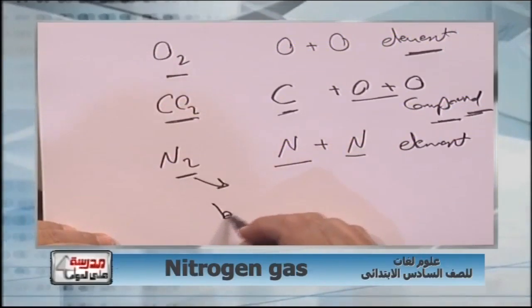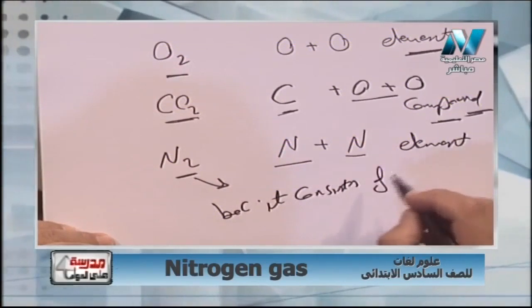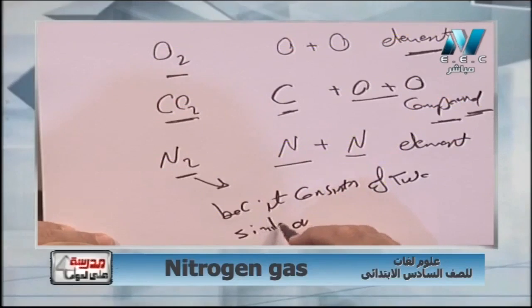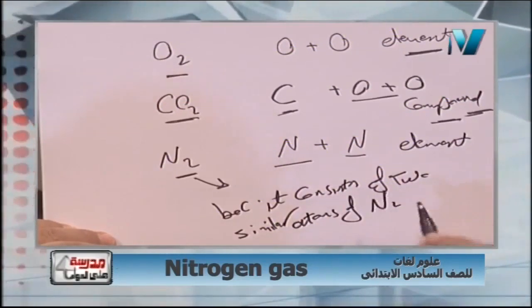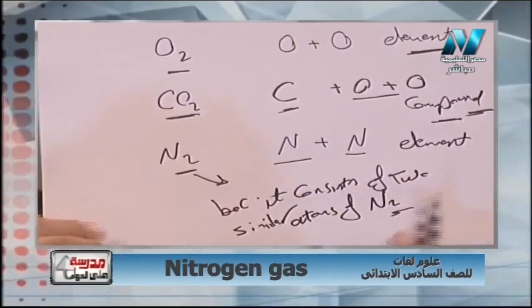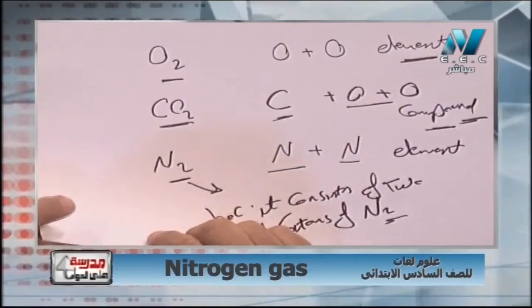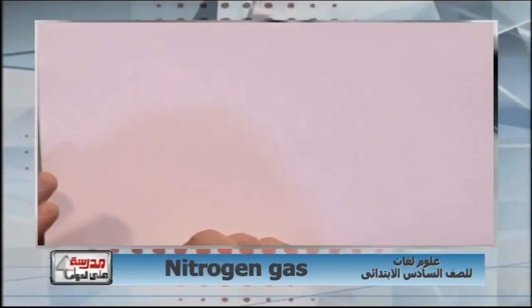Why? Because it consists of 2 similar atoms of nitrogen. It has 2 nitrogen atoms, that is why we call it an element, not a compound. So now we have studied that nitrogen is an element not a compound because it consists of 2 similar atoms.